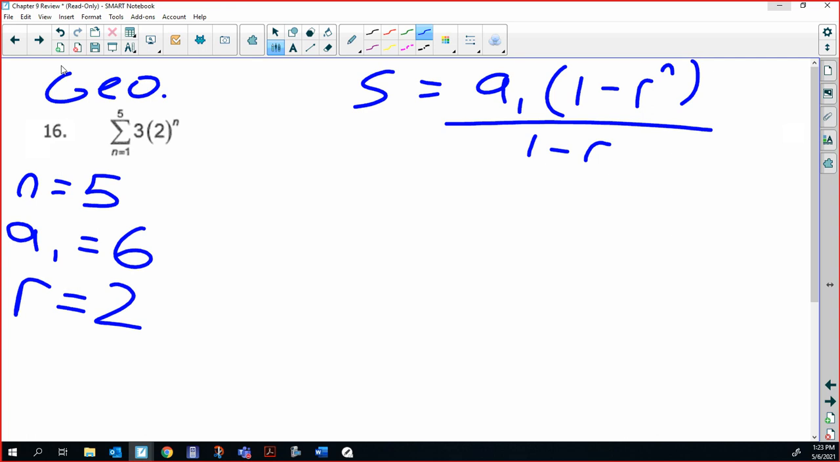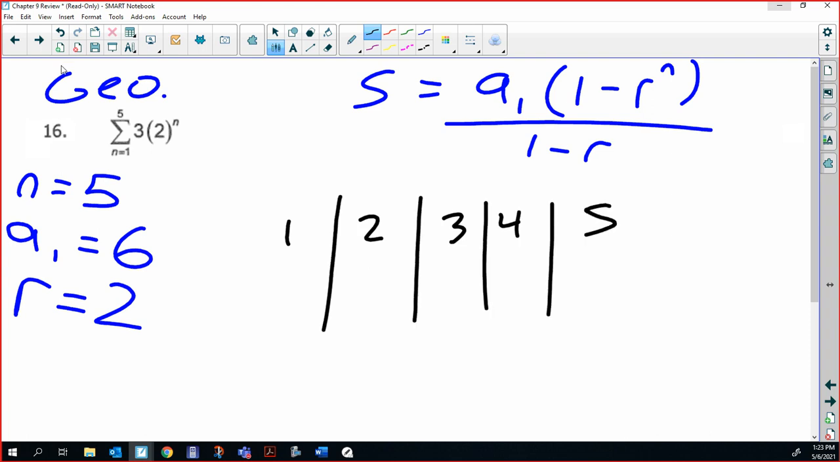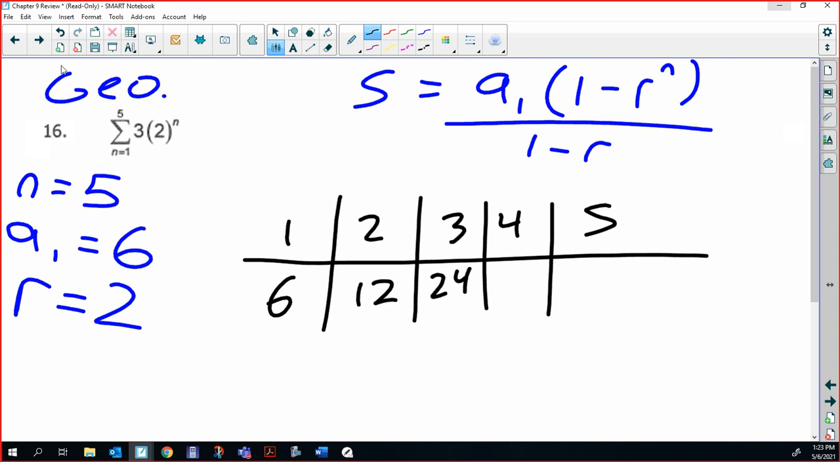Or if you wrote out all of these, if you want to do it more by hand, you can just write them out. Plug in 1, we get 6. Plug in 2, you get 3 times 4 is 12. Plug in 3, you get 3 times 8 is 24. Notice how they keep changing by double, going up, multiplying by 2. So that's 48, and then the last one's going to be 96. And then you can add them up manually if you wanted to. I don't want to. I want to use the formula.